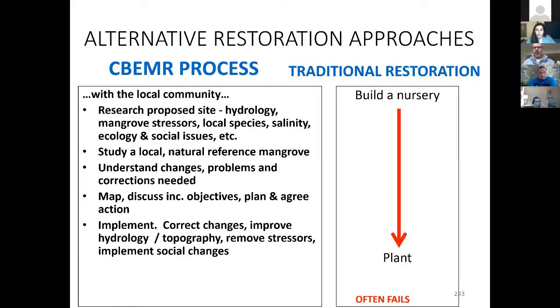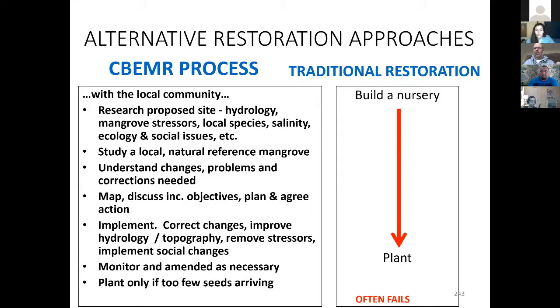We then implement. So we might need to correct changes, particularly in hydrology, or improve the hydrology, or remove mangrove stresses, but also it could be social changes and social agreements. And then we want to monitor to see if what we are expecting is happening, the hydrology is working, the natural regeneration is starting, or amend and change if our intervention has not worked appropriately. And then we can plant if everything else is okay, but there's just not enough seeds and propagules coming into our restoration site. So this is our CBEMR process and what we were slowly working through over these 6 sessions.